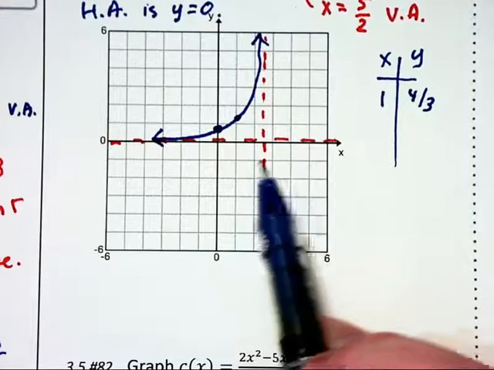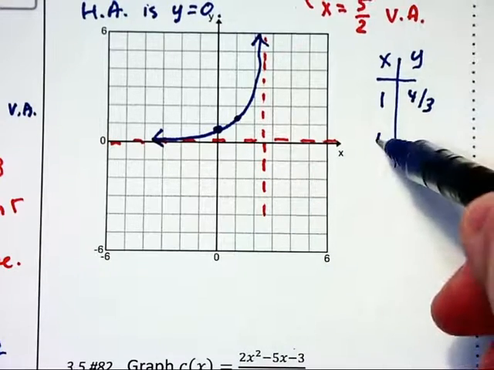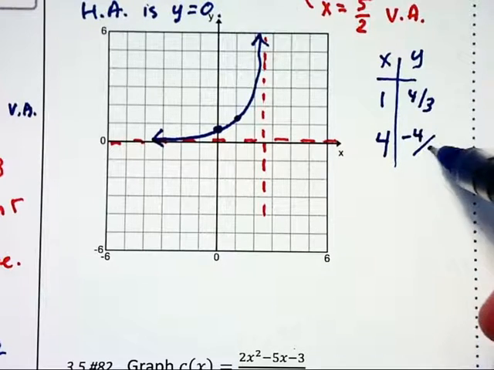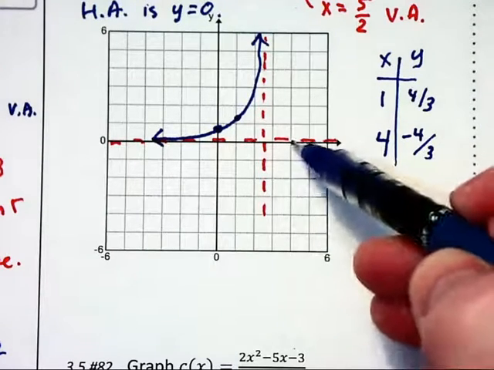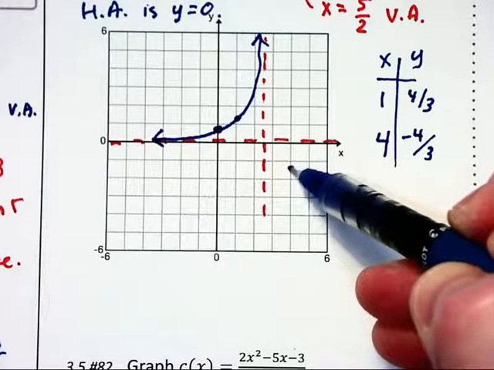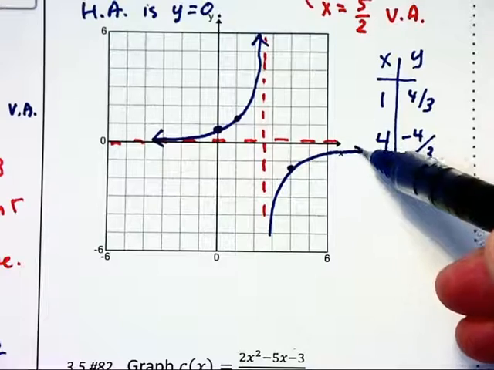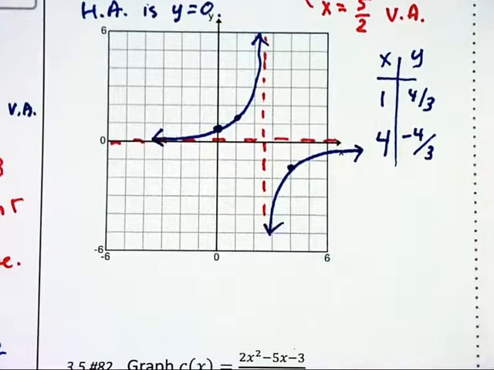I want something on the right hand side, so I'm going to substitute in 4, and I find out that I get -4/3 as the output. So over here to 4, down 1 1/3, and that confirms my suspicion that the rest of our graph will be down in the bottom right corner. So there is the graph of our first rational function that we've graphed by hand.